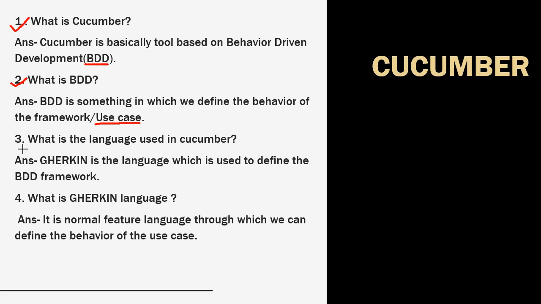Next question is, what is the language which is used in Cucumber? The language which is used in Cucumber is Gherkin. If you see this language, we need to write all our feature file code in the form of simple plain English so that it can be understood by everyone in a better manner.